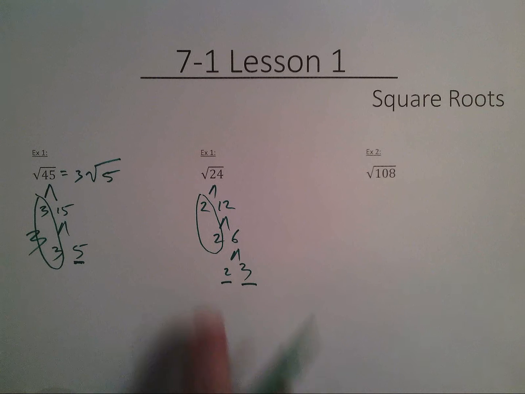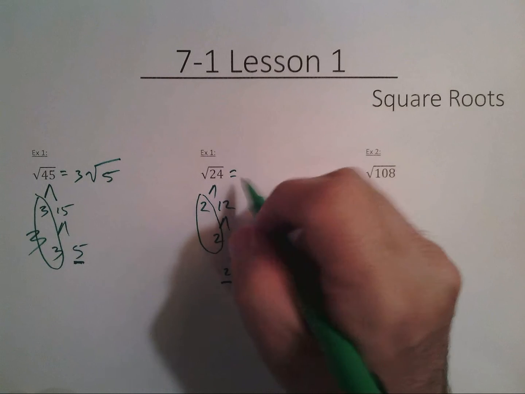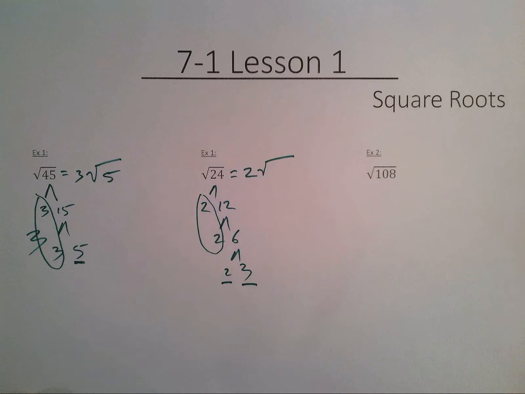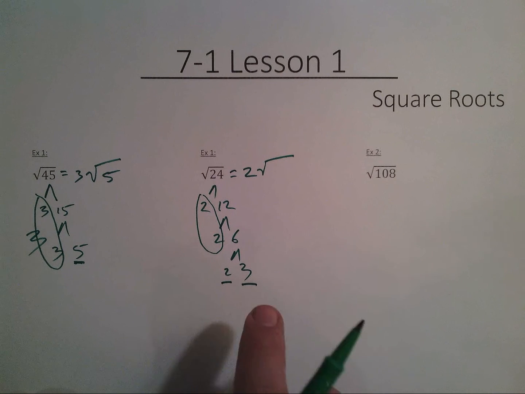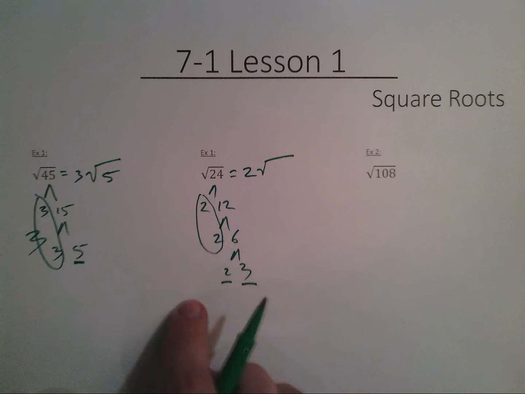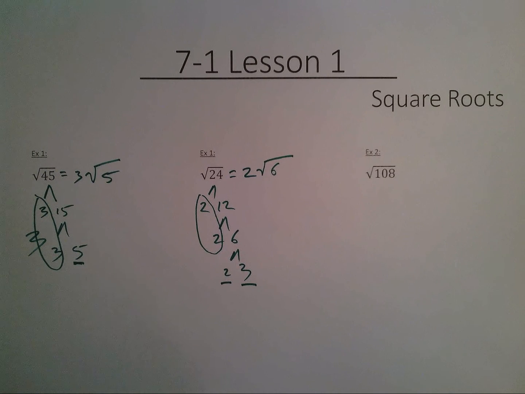Now, whatever's circled, I'm going to pull one copy out of the radical. So, the square root of 24 is going to be 2 square root, and whatever's not circled stays on the inside. So a 2 stays on the inside, and a 3 stays on the inside. 2 times 3 is 6. So the square root of 24 is 2 root 6.